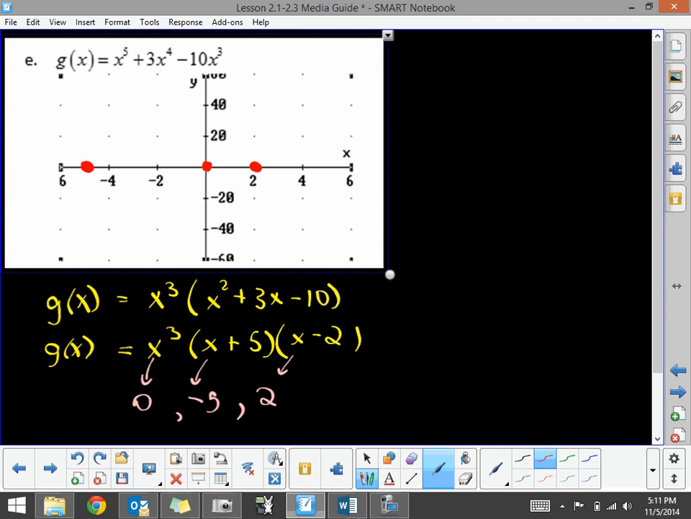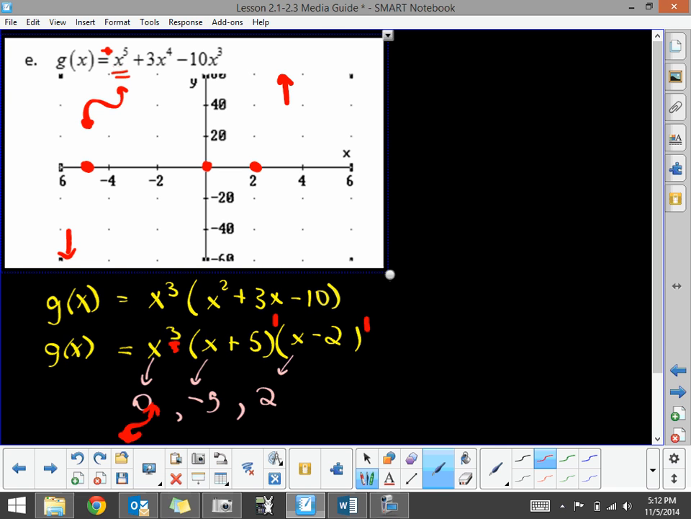I know it's a fifth degree polynomial, and as such, it has to be an S shape, and because it's positive, it'll start low and finish high. So I know I'm going to start low here, and I will finish my graph on a high side on the right. Now I want to pay attention to my multiplicities. This was a multiplicity of 1, that was a multiplicity of 1, and this is a multiplicity of 3. So it's got to be S shaped by my 0, so it's got to be an S shape there.